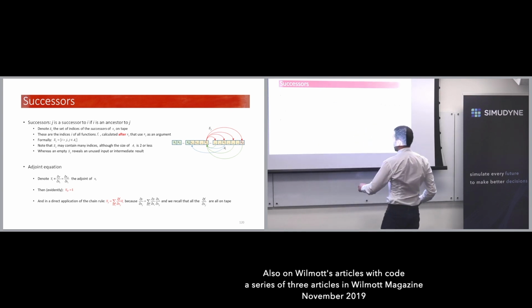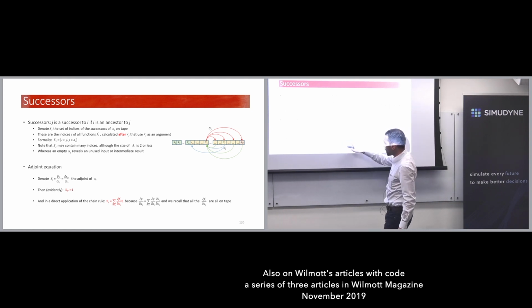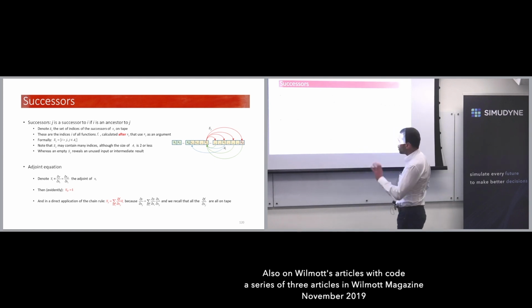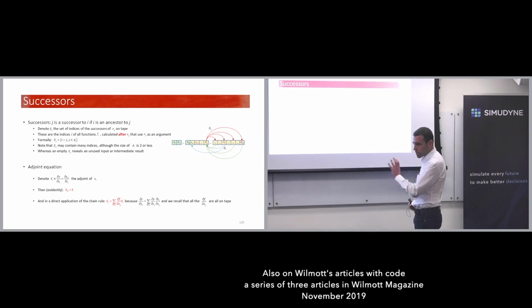And from a direct application of a chain rule, you find that dy over dxj for some j, that's the sum over the successors of j. So that's the sum over all the operations that actually use the result xj as an argument of dy over dxi times dxi over dxj. That's a direct application of the chain rule. That's why we needed to define this notion of successors, right?